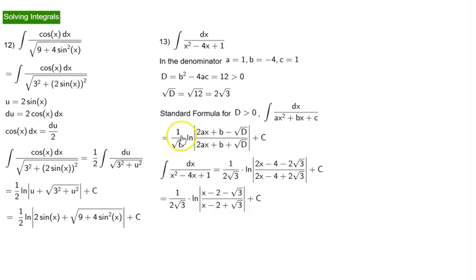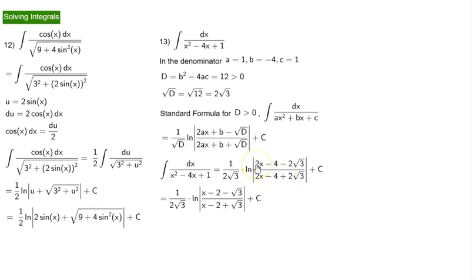We get 1 by square root of d is 2 root 3. So 1 by 2 root 3 times natural log of 2ax. a is 1. So it becomes 2x. b is minus 4. So minus 4 minus root d, so minus 2 root 3, divided by 2x minus 4 plus 2 root 3 plus c.